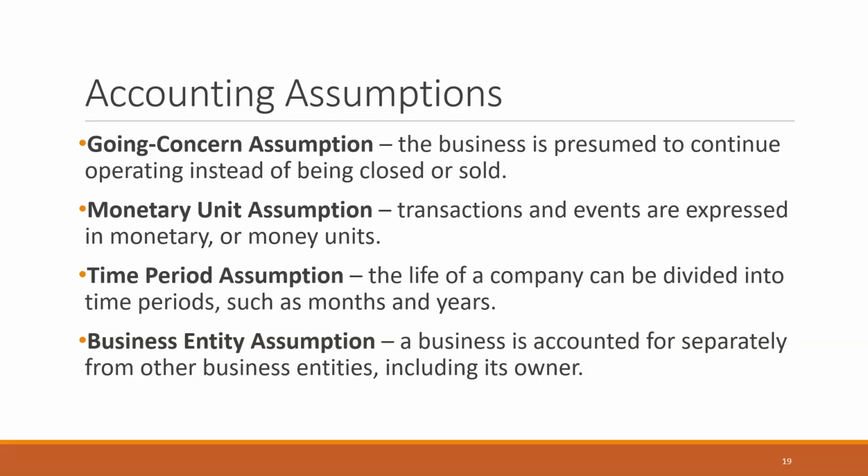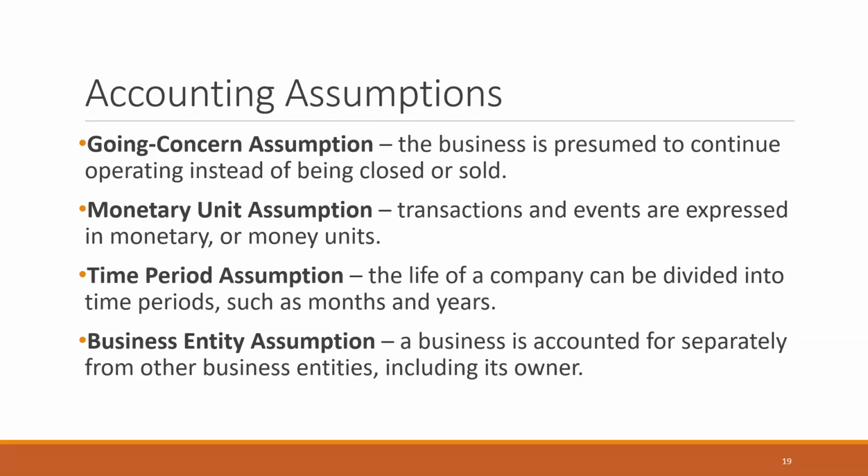Okay, so now we have our different assumptions that we're going to be looking at. So one is the going concern assumption. This assumption is just the belief that the company is going to continue forever. Our monetary unit assumption assumes that all transactions and events are expressed in monetary units. In the US, we use the dollar. In Europe, they use the euro. In the UK, the monetary unit is the pound. If you are an international company, you have to convert everything into one single monetary unit.